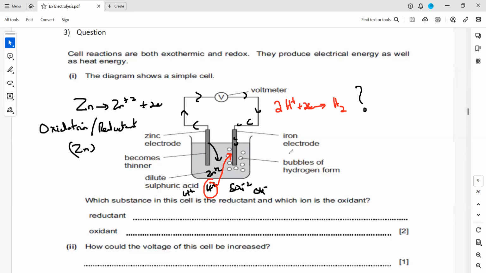Now, what is this change? Because it's a gain of electrons. So whenever something gains electrons, remember, reduction is a gain. So this will be a reduction. And the substance for which reduction happens is the oxidant. So what is the oxidant here? Here hydrogen ion is the oxidant, because reduction happened for hydrogen ion. So which substance in this cell is a reductant and which ion is the oxidant? The reductant is zinc. And the oxidant is hydrogen ion. Is it clear?